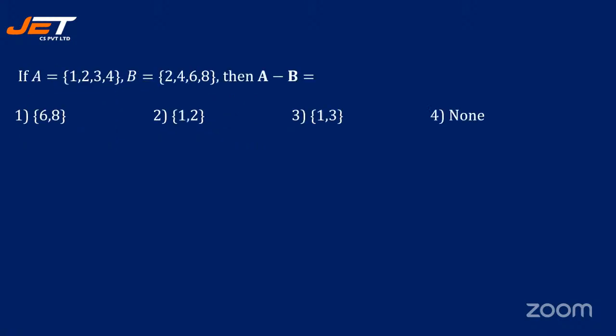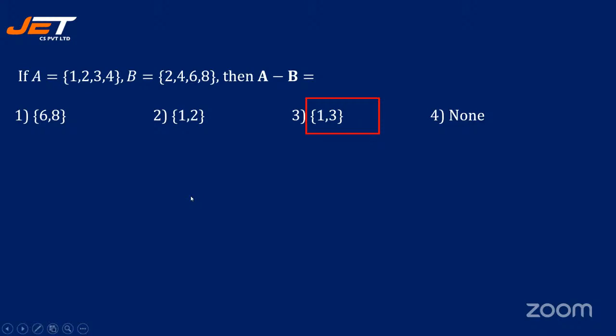See the next question. A = {1, 2, 3, 4}, B = {2, 4, 6, 8}. Then what is A minus B? Whatever is there in A should not be in B. What is there in A? 1 is there, and in B, 1 is not there, so obviously 1 will come. 2 is there in both, so 2 should not come. In A, we have 3, which is not in B, so obviously 3 will come. So {1, 3}, then 4 is there. So your answer must be option 3, {1, 3}.